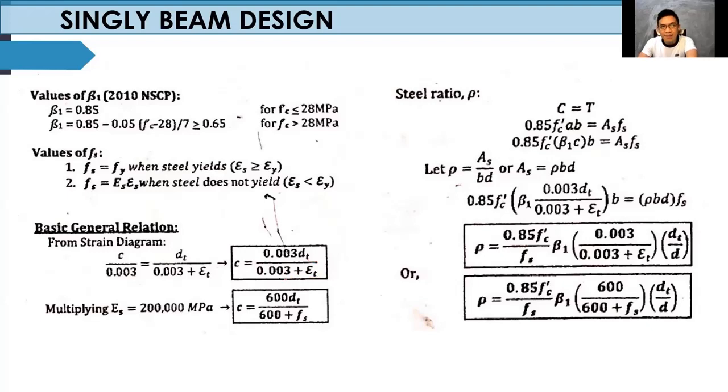So, take note kasi if we are talking about reinforcing bars, medyo constant na siya. No? Ang ginagamit natin na modulus of elasticity, that is our property of our steel, modulus of elasticity. Okay, that is 200,000 megapascal. So, if i-multiply natin ang ES dito sa itaas, then i-multiply din natin sa baba ng 200,000 megapascal. Diba? Ayan.